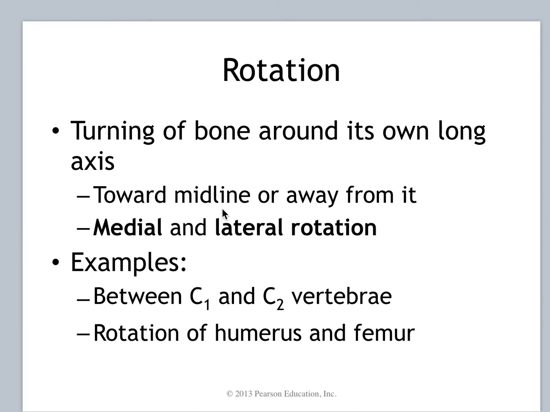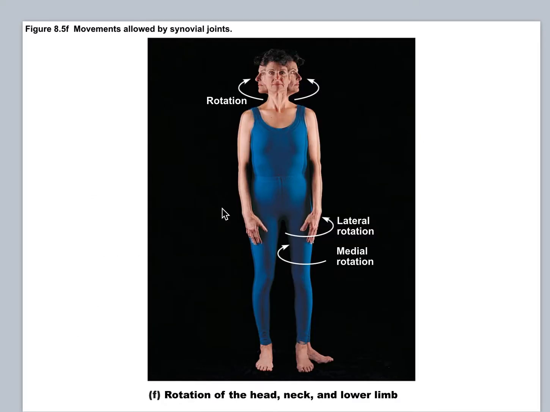Rotation is turning of a bone around its own long axis. For example, medial and lateral rotation of the shoulder. You also have rotation between the first and second vertebral body. Rotation of the humerus and the femur can occur as well. Here we have the rotation about the cervical spine. This is C1, C2. She's shaking her head no, so this allows rotation from C1 over C2. The hip can rotate laterally or medially. The same thing can happen in the shoulder as well.